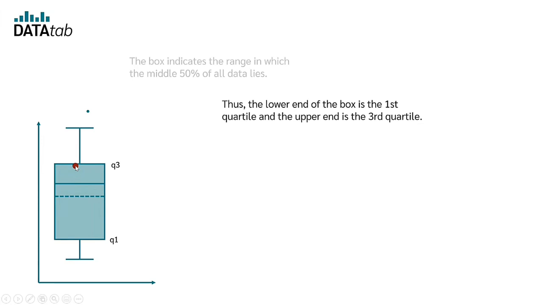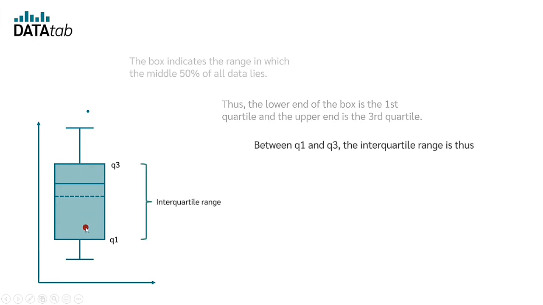Let's say we look at the age of the people in the box plot. Q1 is, let's say, 19 years. This means that 25% of the participants are younger than 19 years. If, let's say, Q3 is 55 years old, this means that 25% of the participants are older than 55 years old, and 50% of the participants are therefore between 19 and 55 years old. Between Q1 and Q3, we have the so-called interquartile range.